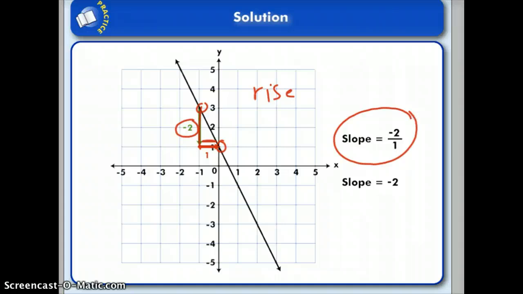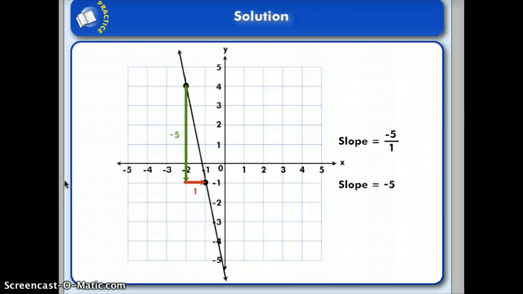And you'll start to see soon, just by looking at a graph, if it's a negative slope or a positive slope. And we'll talk more about that tomorrow too. Here's another example of a negative slope. In this case, their coordinates right here, they had to go down 5. That's where they get the negative 5 from. So my slope would be negative 5.